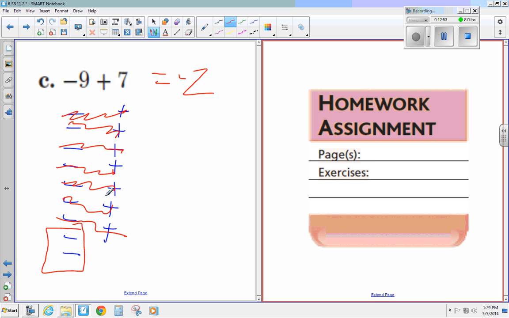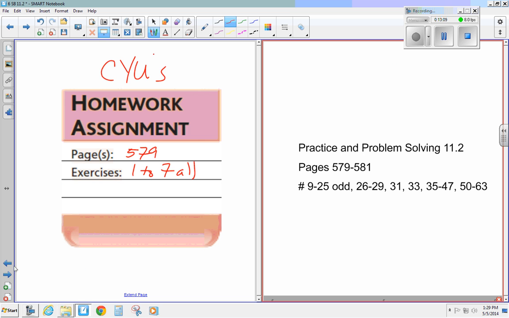Now, you should be able to at least do the CYUs, which are on page 579, problems 1 to 7 all. And then, of course, as usual, we'll do this as our class work.